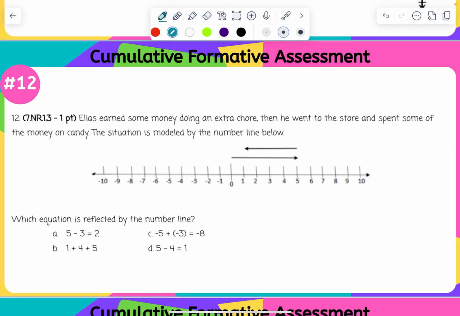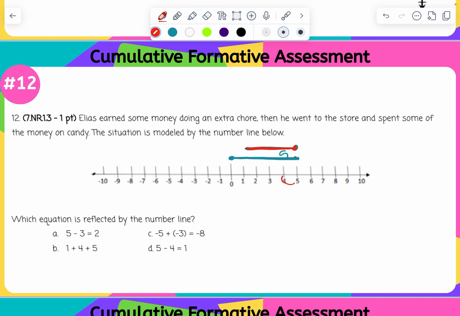So Elias earned some money. He earned some money doing an extra chore, and then he went to the store and spent some money on candy. So let's see what he did. Here he started with 0, and he earned some money. Well, it looks like he earned $5. And then this is going to show what he spent. So he earned, and then he spent.